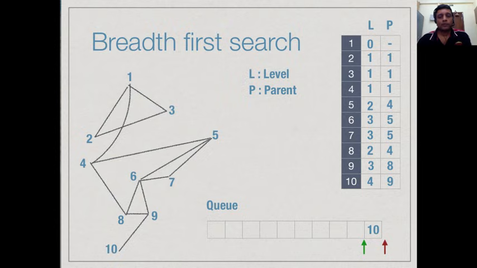Now we can trace back. I got to 10 from 9. 9 came from 8. 8 came from 4. 4 came from 1. So the path is actually 10 to 9 to 8 to 4 to 1. And you can see indeed you have a path from 10 to 9 to 8 to 4 to 1. So this is how you can reconstruct the path information and also the distance information at the same time when you are computing breadth first search.